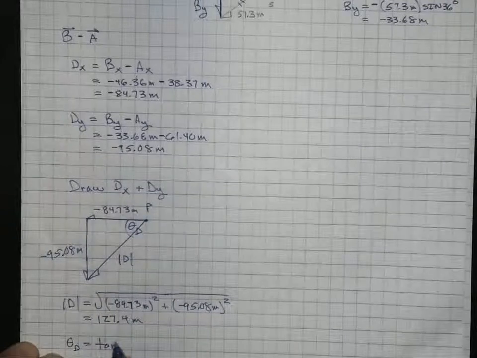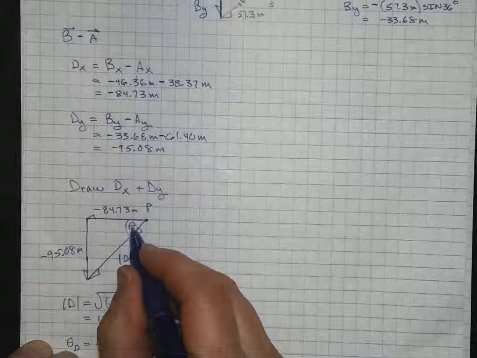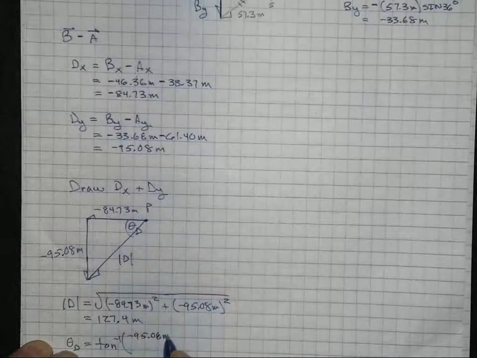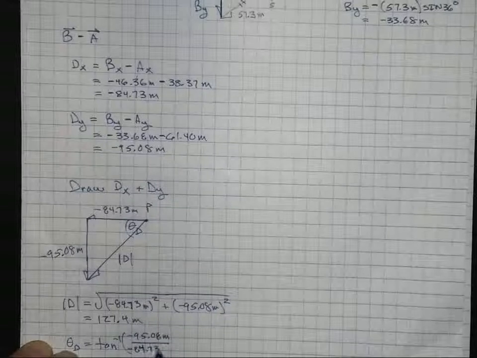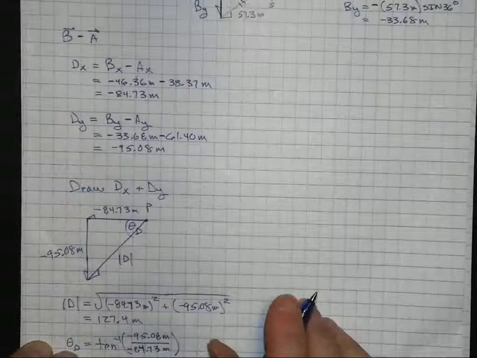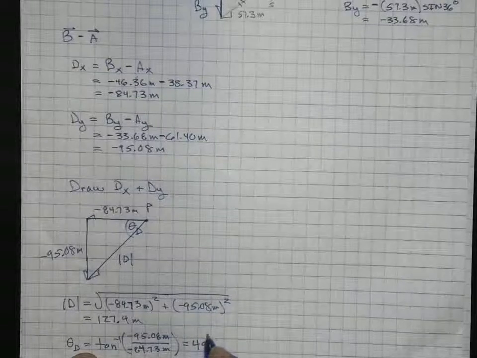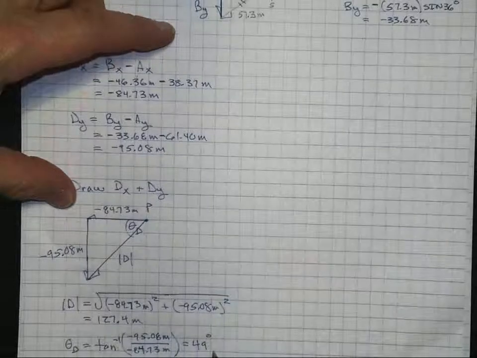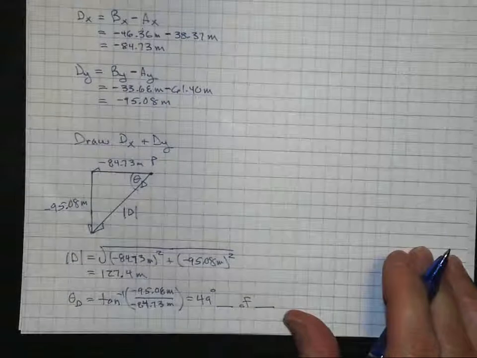And if we go for theta D, we'll use the inverse tangent. Tangent to the minus 1, opposite over adjacent will be, opposite side is minus 95.08 meters over the adjacent side, which is minus 84.73 meters. Work it out. Make sure we're in the degree mode. We'll get the angle is 49 degrees. And you've got to think about compass directions here. So we need blank of blank, which is kind of important for us.